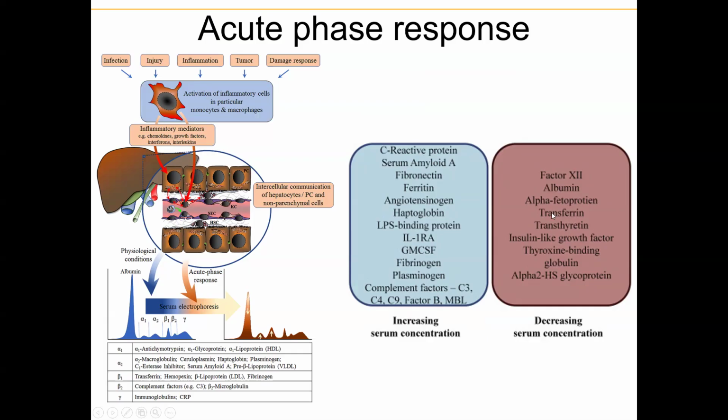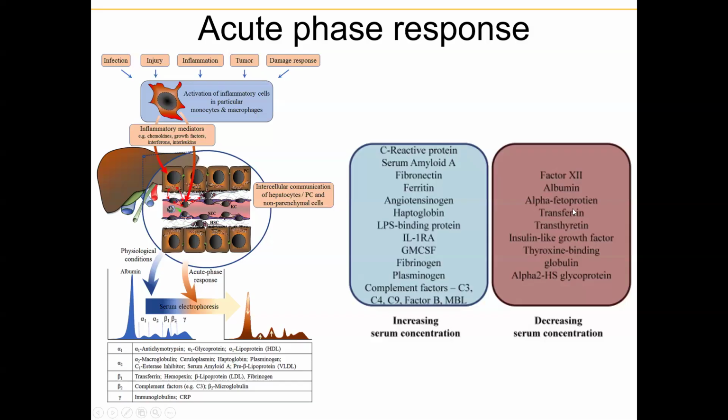So each has different functions. At least you should know the functions of C-reactive protein, which binds to bacterial phosphocholine and enhances phagocytosis by opsonin activity. C-reactive proteins are also capable of activating the complement system. Serum amyloid has different functions. Likewise, you may have to look at those.